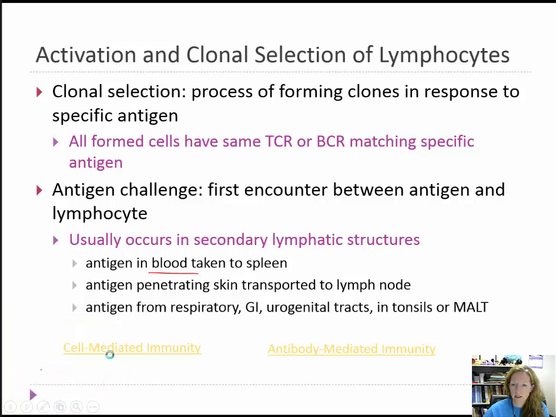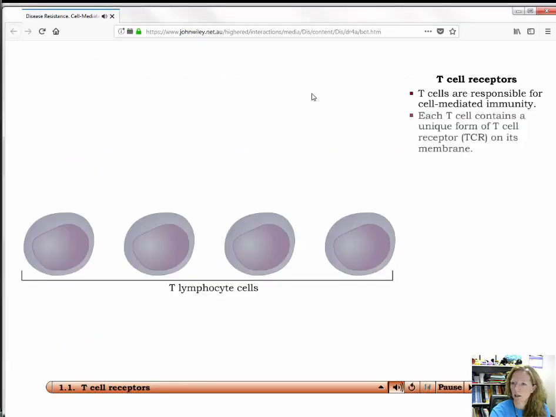So let's take a look at cell-mediated immunity first. Move it over here so we can see it. Cell-mediated immunity is the form of immunity carried out by the T lymphocytes, or T cells. The body contains millions of different T cells. All right, so once you click on it, it'll pop up and start talking. Each contains a unique form of T cell receptor on its membrane.